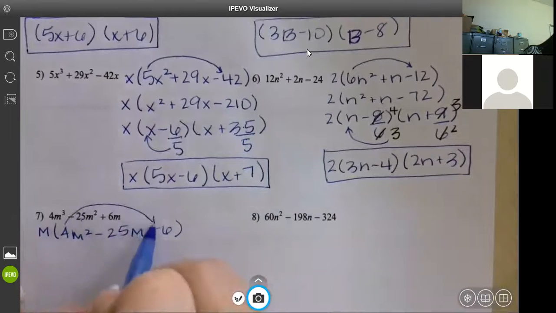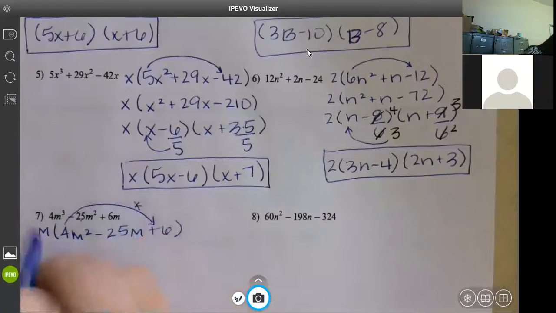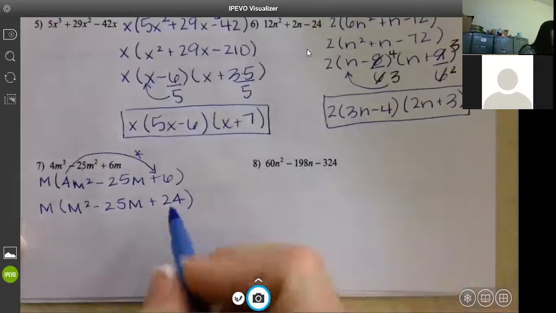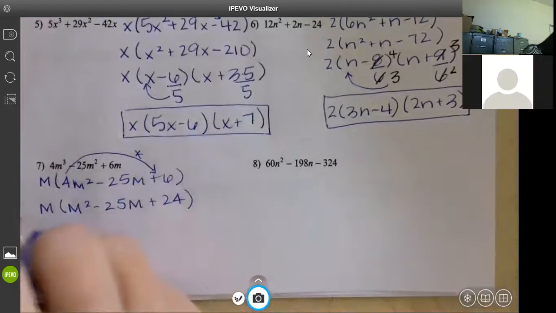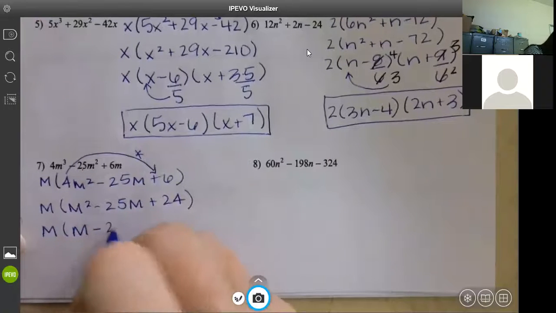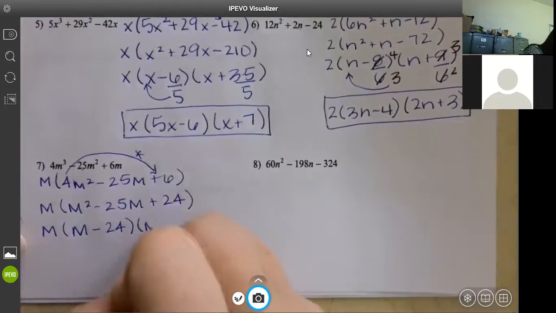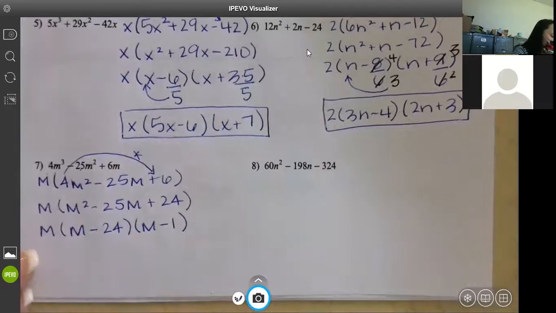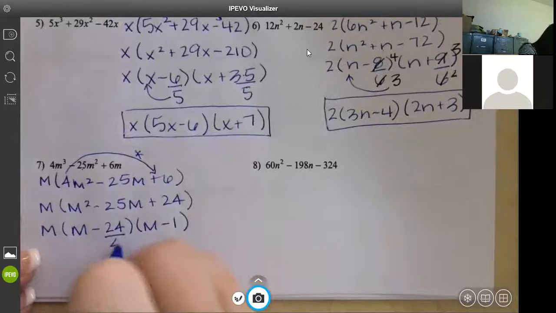I'm going to slide the 4 over by multiplying. That gives me m squared minus 25m plus 24. If you already know them, you can use them. Factors of 24 that add to negative 25. It's going to be negative 24 and negative 1. Again, you can use your calculator. You can do it in your head. It doesn't matter. And then the last step is divide by 4.